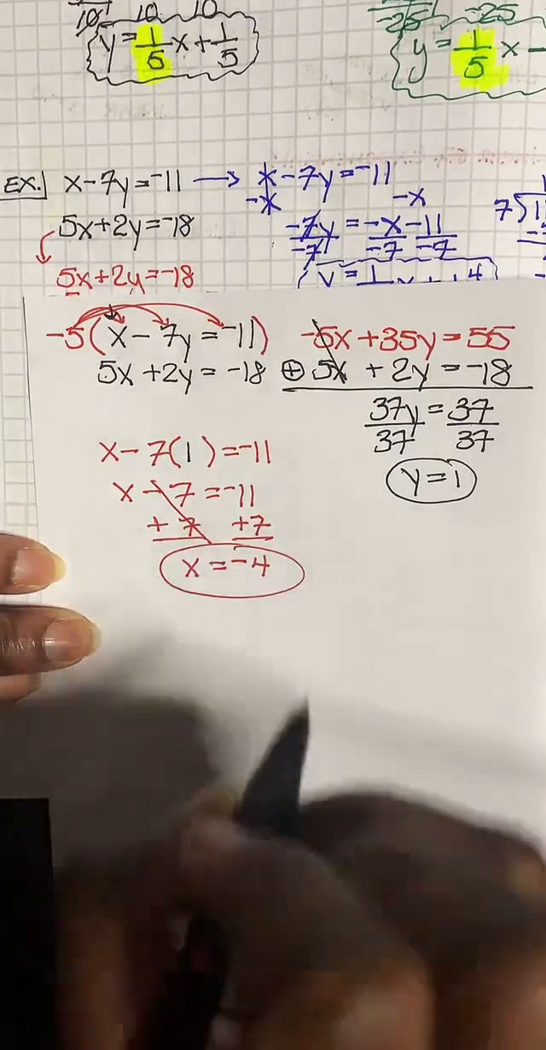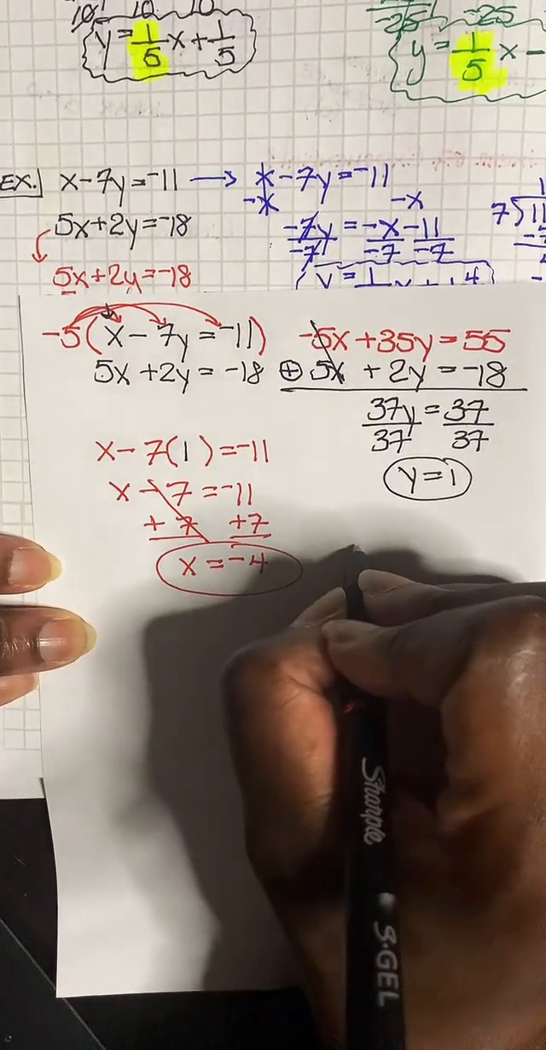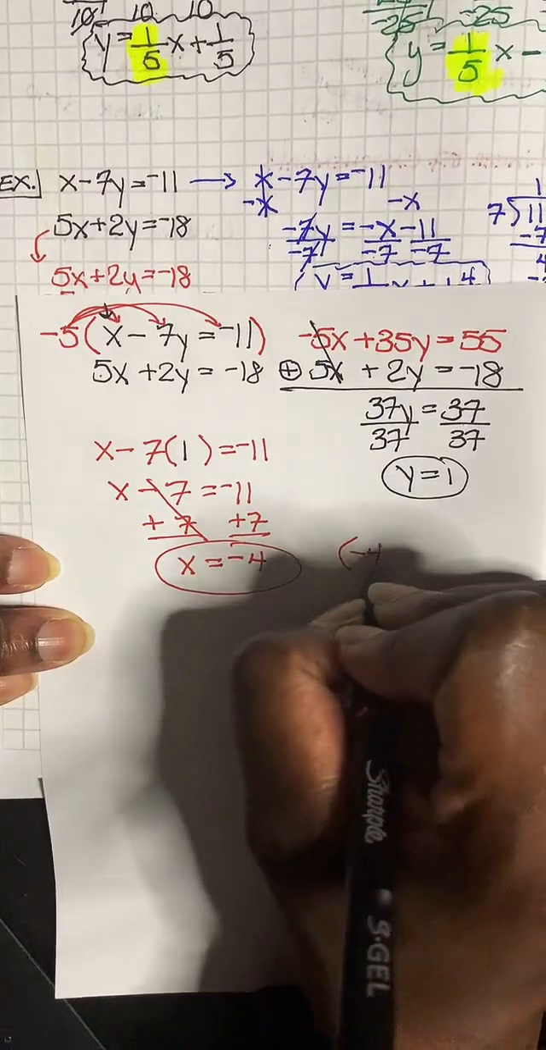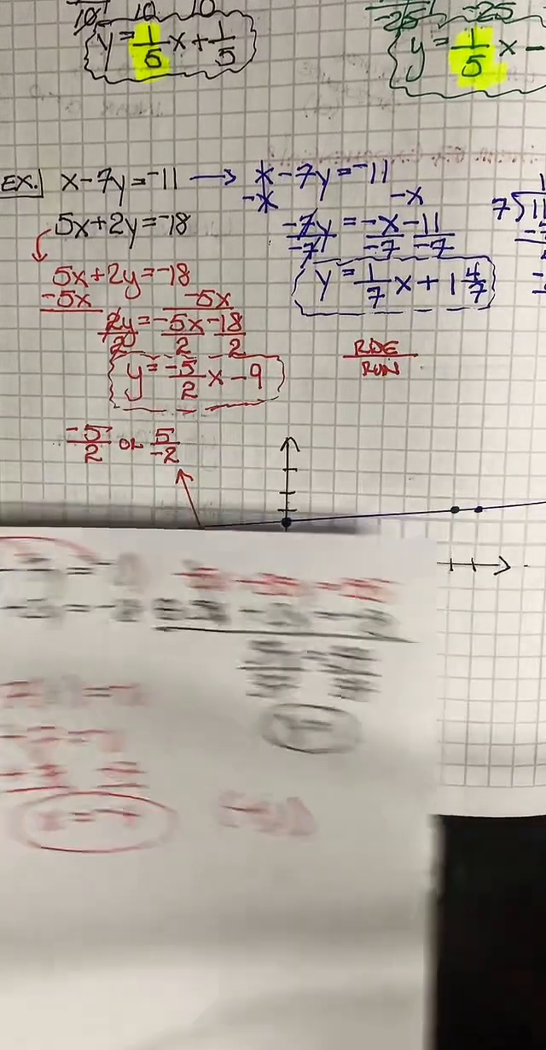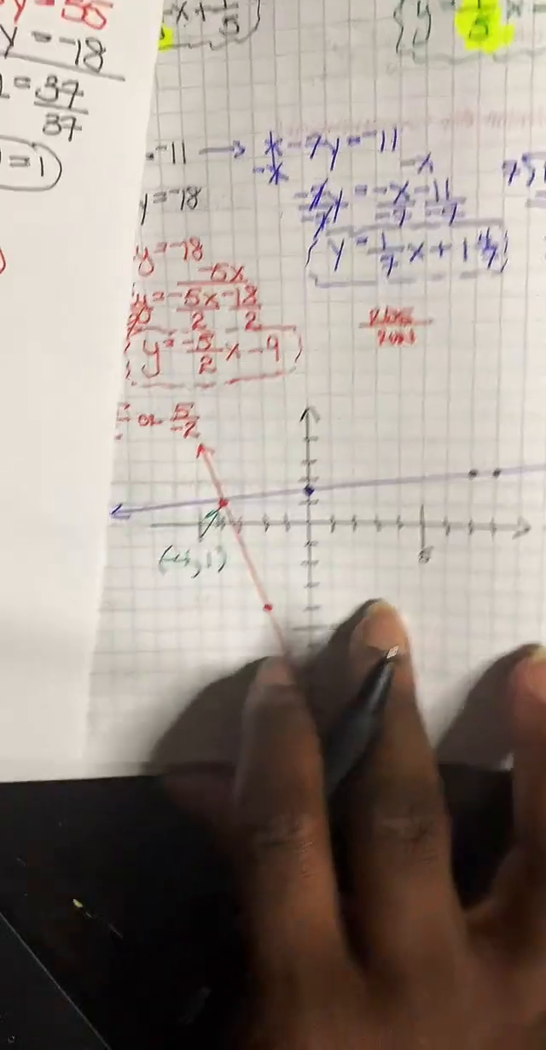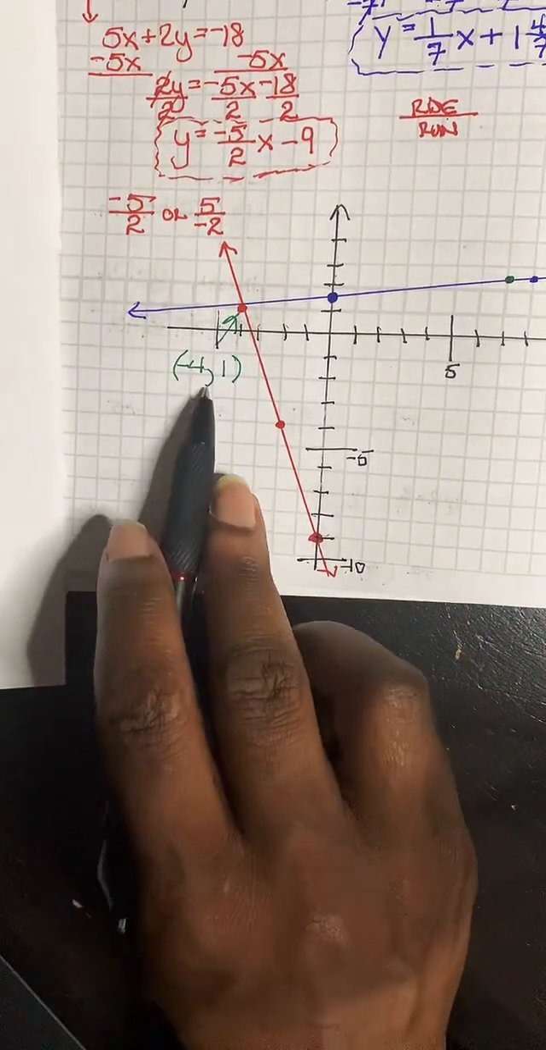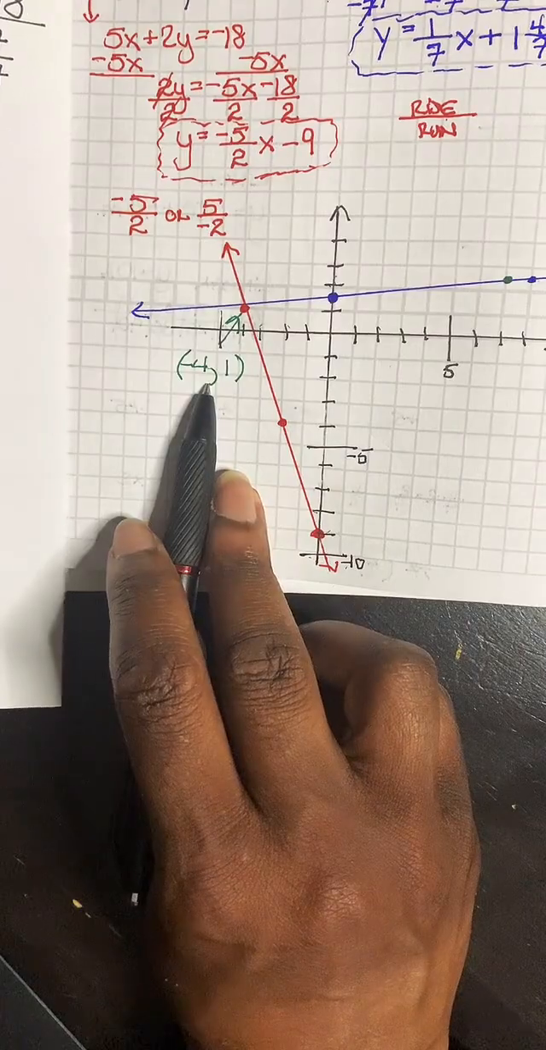So that means our point of intersection should be around negative 4, 1. So let's see, how do we do? Looks like we did pretty good. Negative 4, 1.